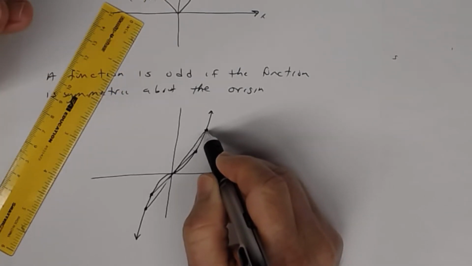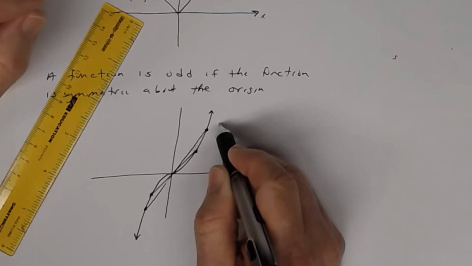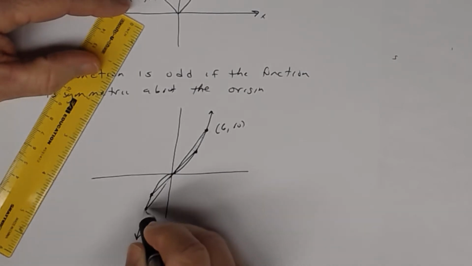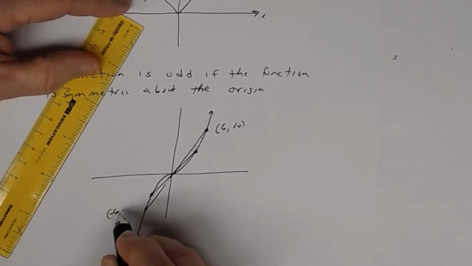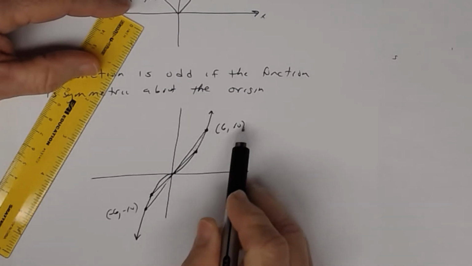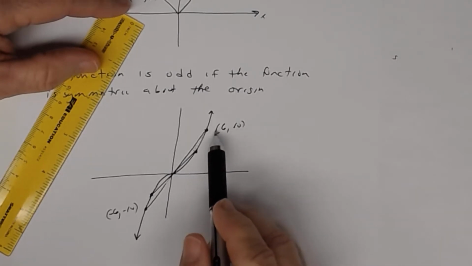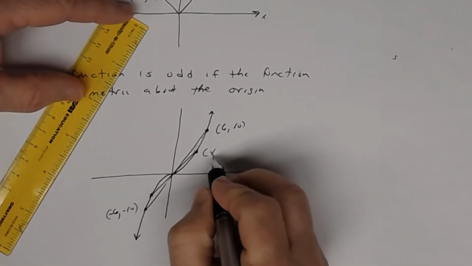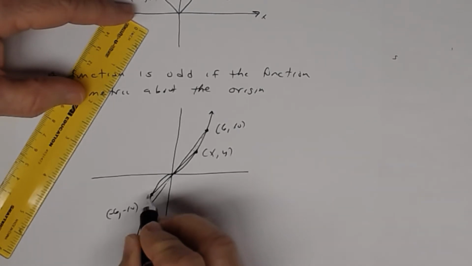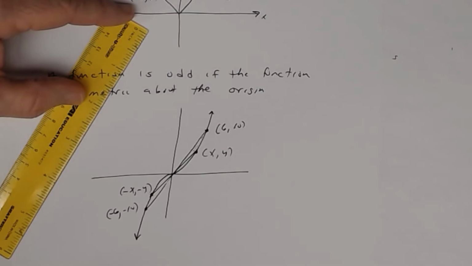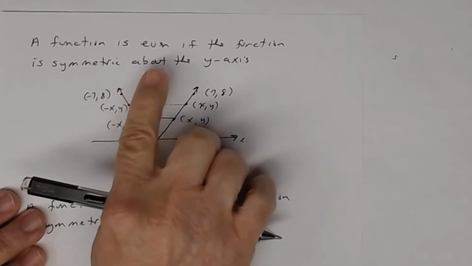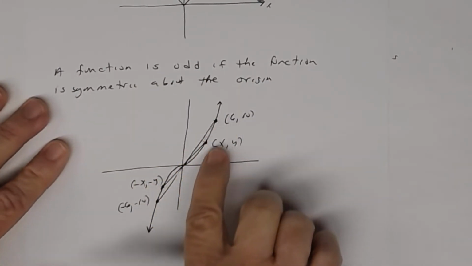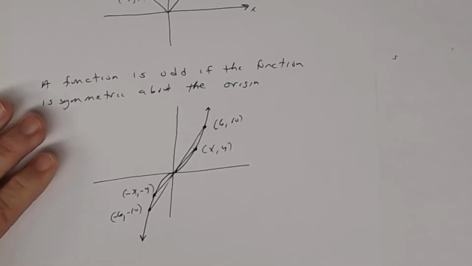Let's say this point right here is (6, 10). All right. If I reflect about the origin, then that point here better be (-6, -10). All right. So the coordinates are opposite. So if you reflect about the origin, both the x and the y coordinates become opposites. So if this is (x, y), then this right here better be (-x, -y). Okay? So an even function is symmetrical about the y-axis. Here's the y-axis. An odd function is symmetrical about the origin. Okay? All right, so let's get some examples.